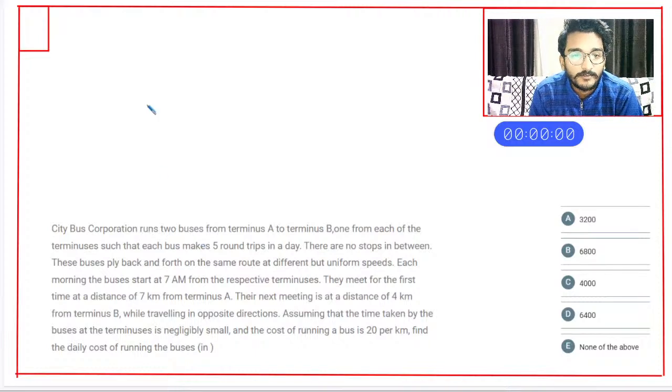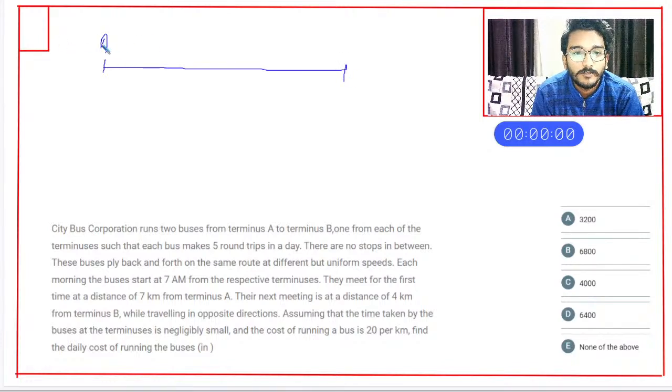Okay, so there are two buses from A to B. This is A to B, and such that each bus makes 5 round trips in a day. There are no stops in between. These buses ply back and forth on the same route. So when they reach, they return. Each morning the buses start at 7 from the respective terminus. They meet for the first time at a distance of 7 kilometer from this.